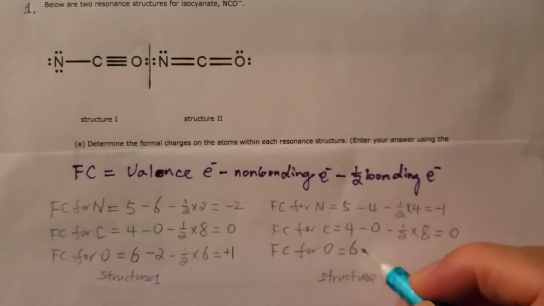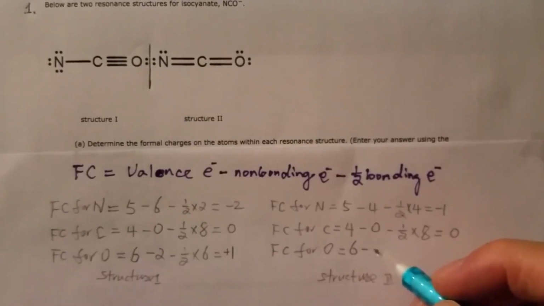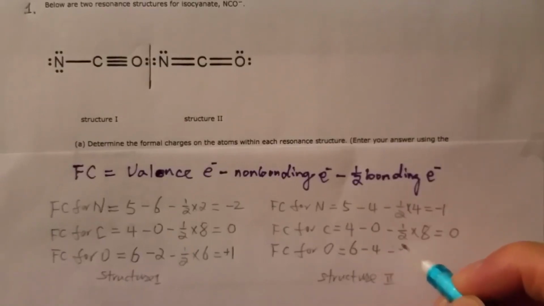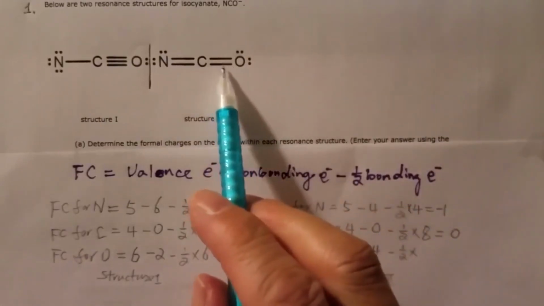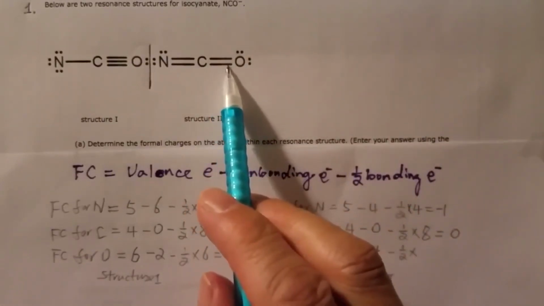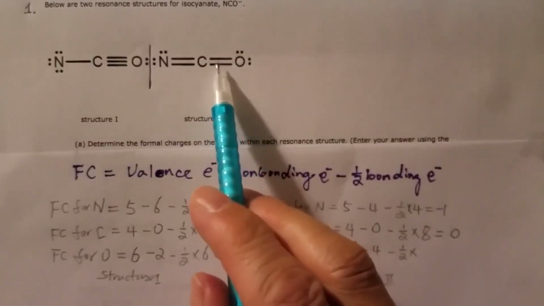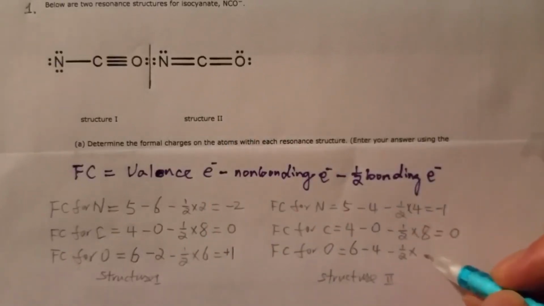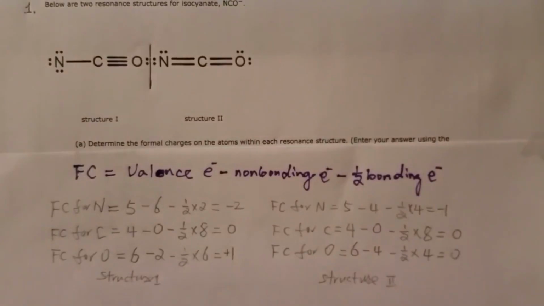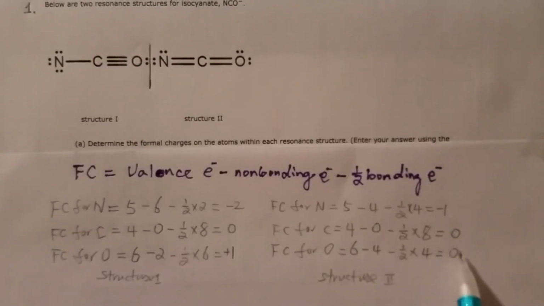Valence electrons, 6. Lone pair or non-bonding electrons, 4. Bonding electrons for this oxygen, again, that should be just 1, 2, 3, 4. Each line has 2 bonding electrons, so that should be 4. So the formal charge, according to this calculation for oxygen, is also 0.